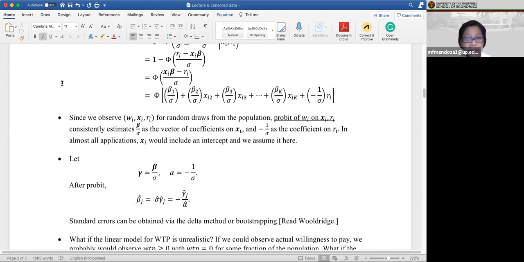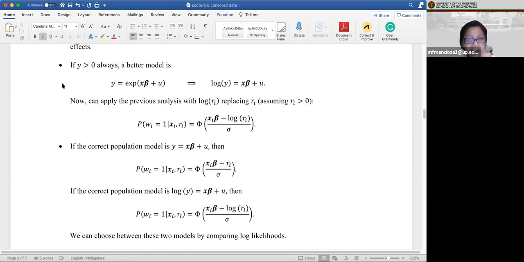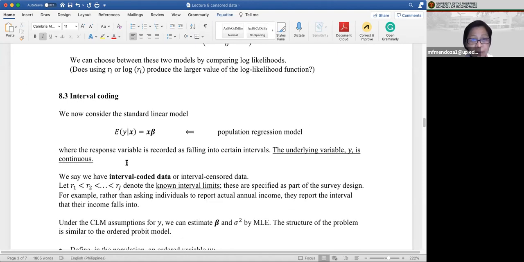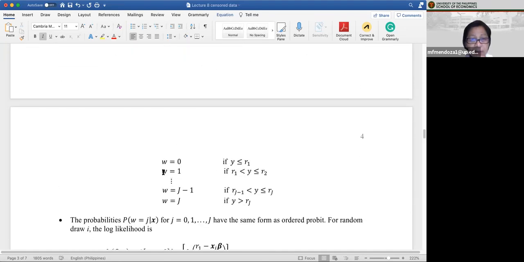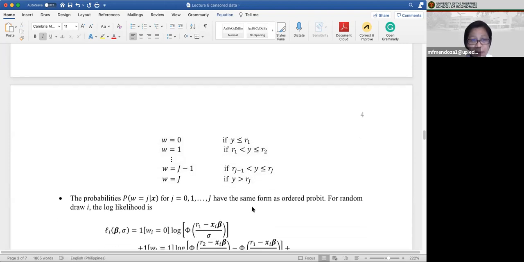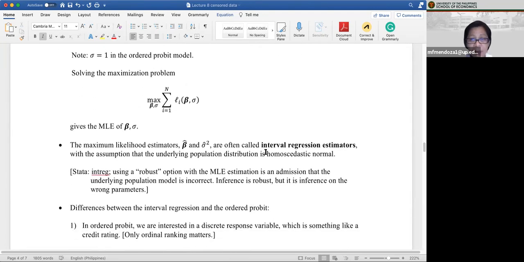Then we went to interval estimation. So now we have interval coded data where the left-hand side variable is W, which ranges from 0 to J. Unlike the ordered probit model, here the r's are specified. And for estimation, we have interval regression. Then we noted the differences between interval regression and ordered probit.